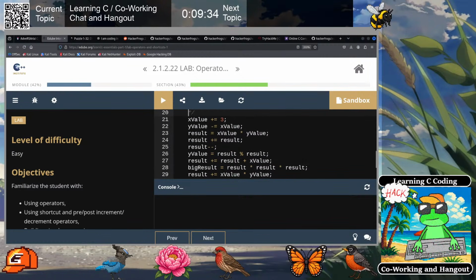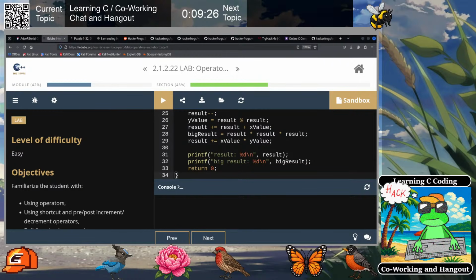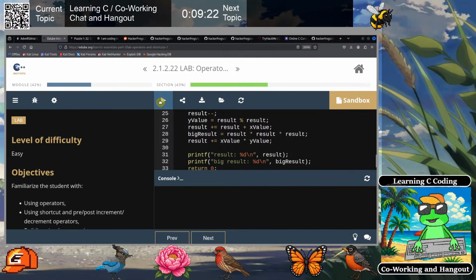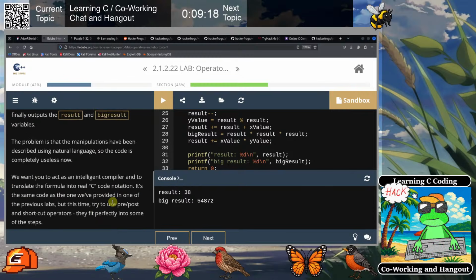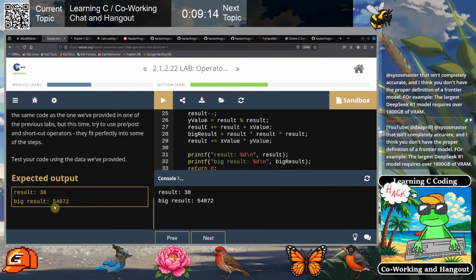Okay, check for spelling errors. I don't think there are any spelling errors. And let's run the code. I think we got the right result. So result equals 38. Big result equals this number here. Okay, great. Move on to the next thing.